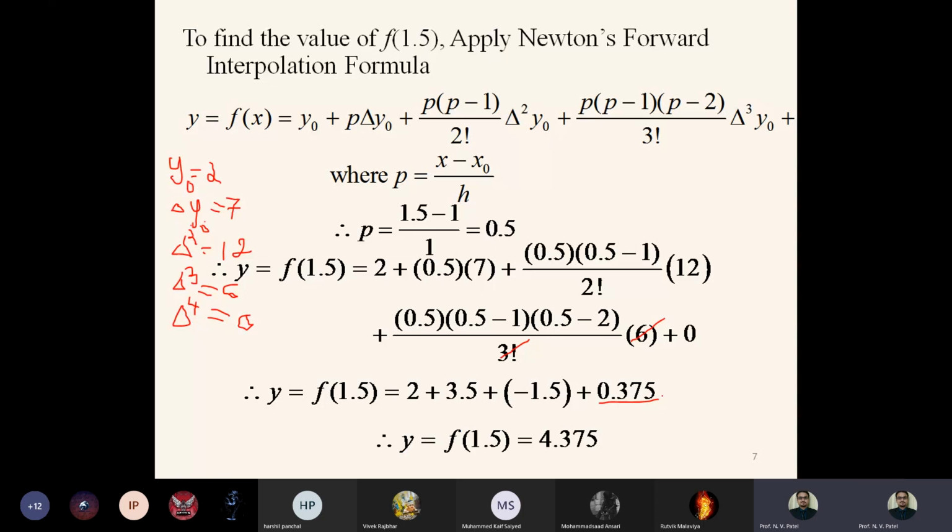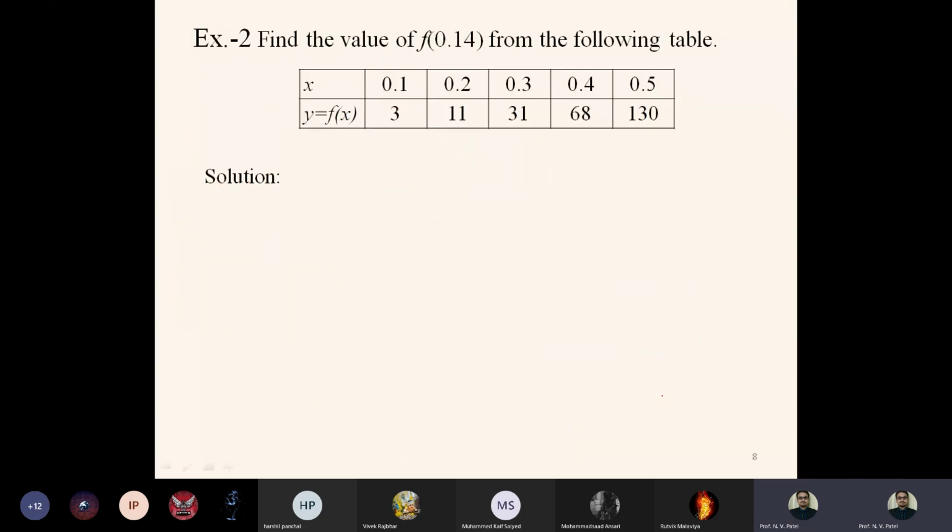So that value y is equal to f of 1.5. So here it is 4.375. So from the table, x is equal to 1.5, y is unknown. So we are applying our Newton's forward interpolation formula, and using this formula, we find that unknown value at x is equal to 1.5. So y value is 4.375.